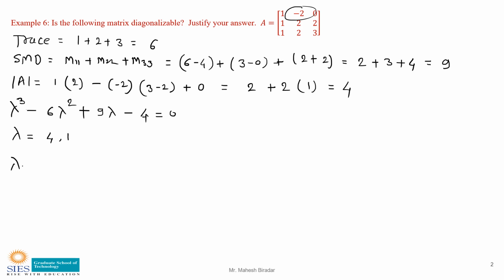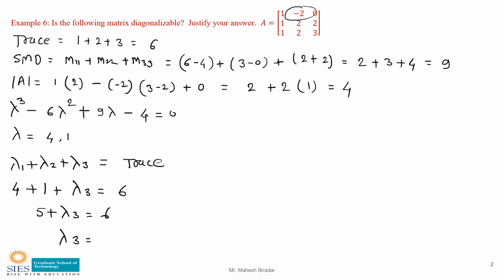So how to find the repeated root? We are going to use the concept that the sum of eigenvalues is equal to trace. Suppose lambda 1 is 4, lambda 2 is 1, and we have to find lambda 3. Trace is here 6. So 5 plus lambda 3 is equal to 6. So the third eigenvalue is 1. In this way, we know that lambda is equal to 4, 1 and 1. These are the eigenvalues of it.